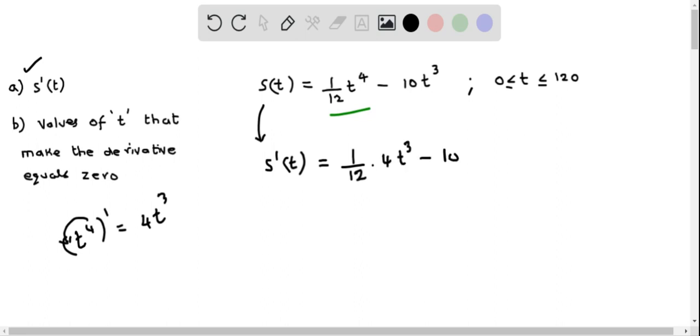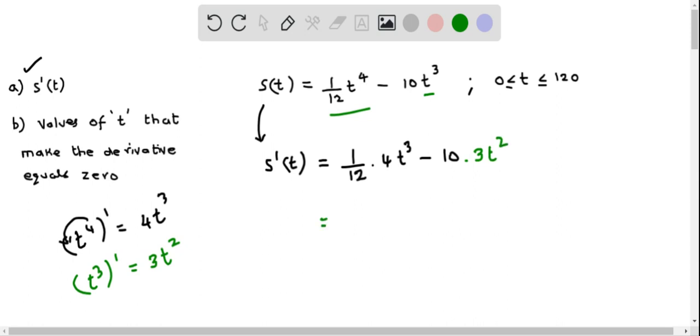And similarly, the next term is minus 10, the derivative of t cube. So the derivative of t cube is, we have to put the 3 in front and reduce the power by 1. That is 3 minus 1 is 2. So therefore, this is equivalent to 3t squared.